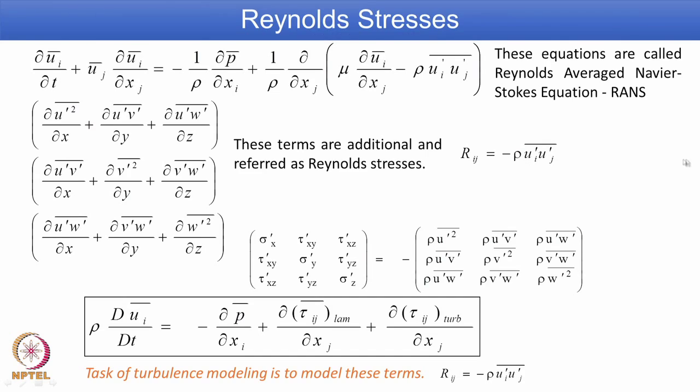Now, if you look at this term, it is u_i prime and u_j prime. u_i prime is the fluctuation of one variable and u_j prime is the fluctuation of another variable. We do not know u_i prime itself, so it becomes much more difficult with the product of two variations. Hence, we have to model it somehow and replace it in the governing equations accordingly, and that process, that stage, that procedure is called turbulence modeling.